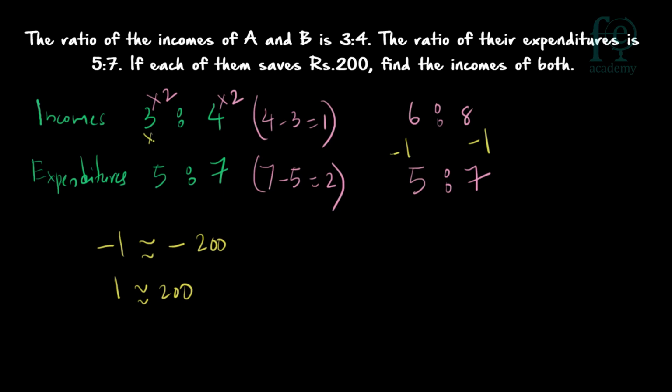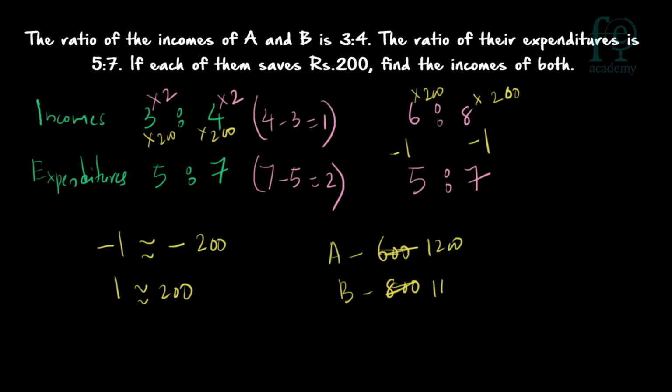So what are the incomes? 3 into 200 and 4 into 200. So the incomes of A and B are 600 and 800. No, you have to multiply here only with 6:8, okay. So your answer will be 6 into 200 and 8 into 200, so it will be equal to 1200 and 1600. So these will be your incomes.